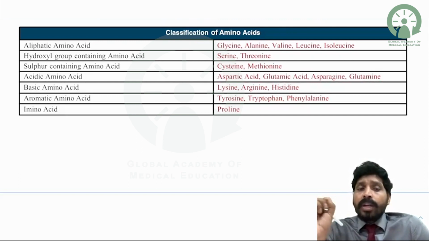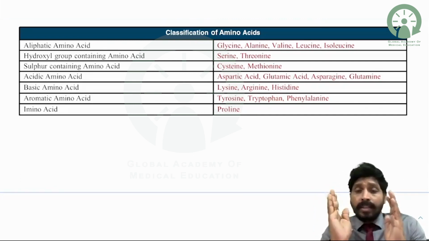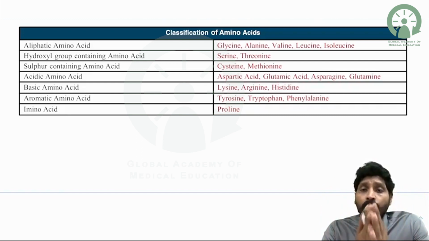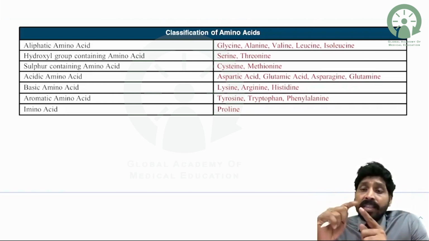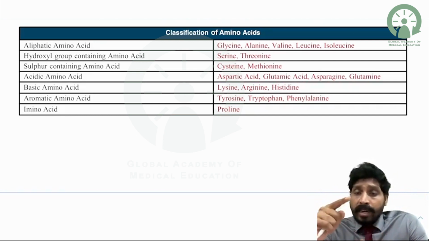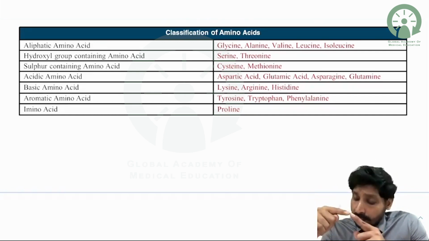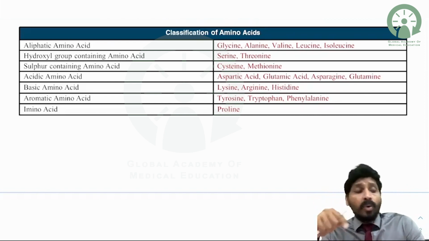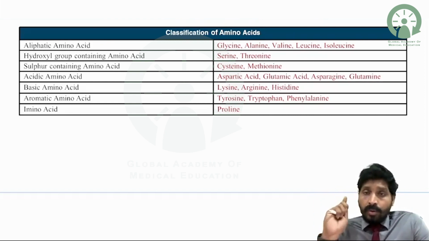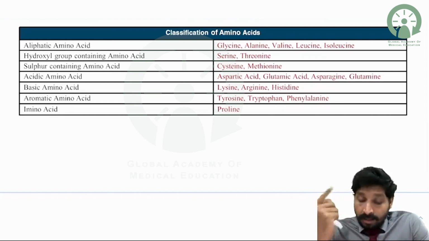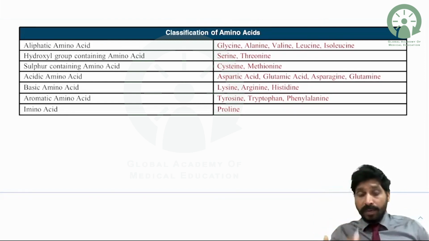The imino acid is proline. Remember, imino acid. The difference is that the amino group is there in case of amino acids. In an imino acid, the amino group is in linkage with the carboxylic group. So that's why it is combined with the carboxylic group. So it is an imino acid. Remember, it is an imino acid. So only one imino acid is there: proline. I'll tell you the difference also.